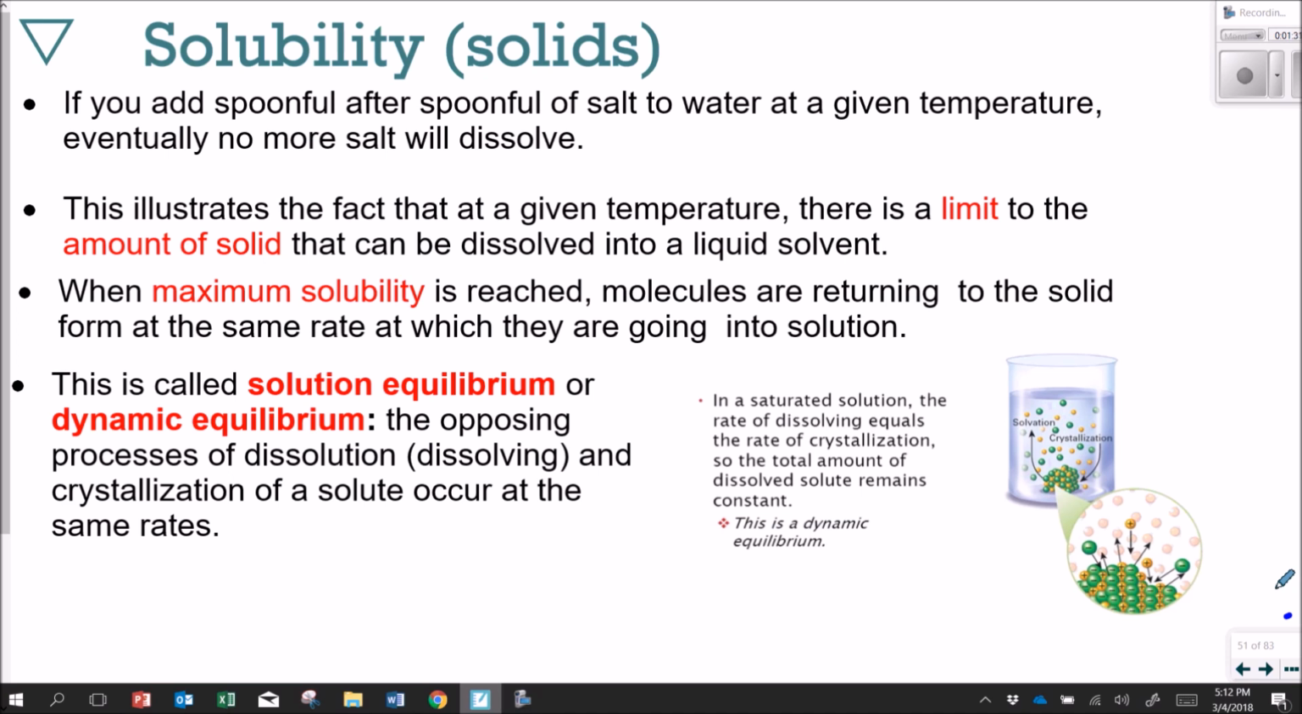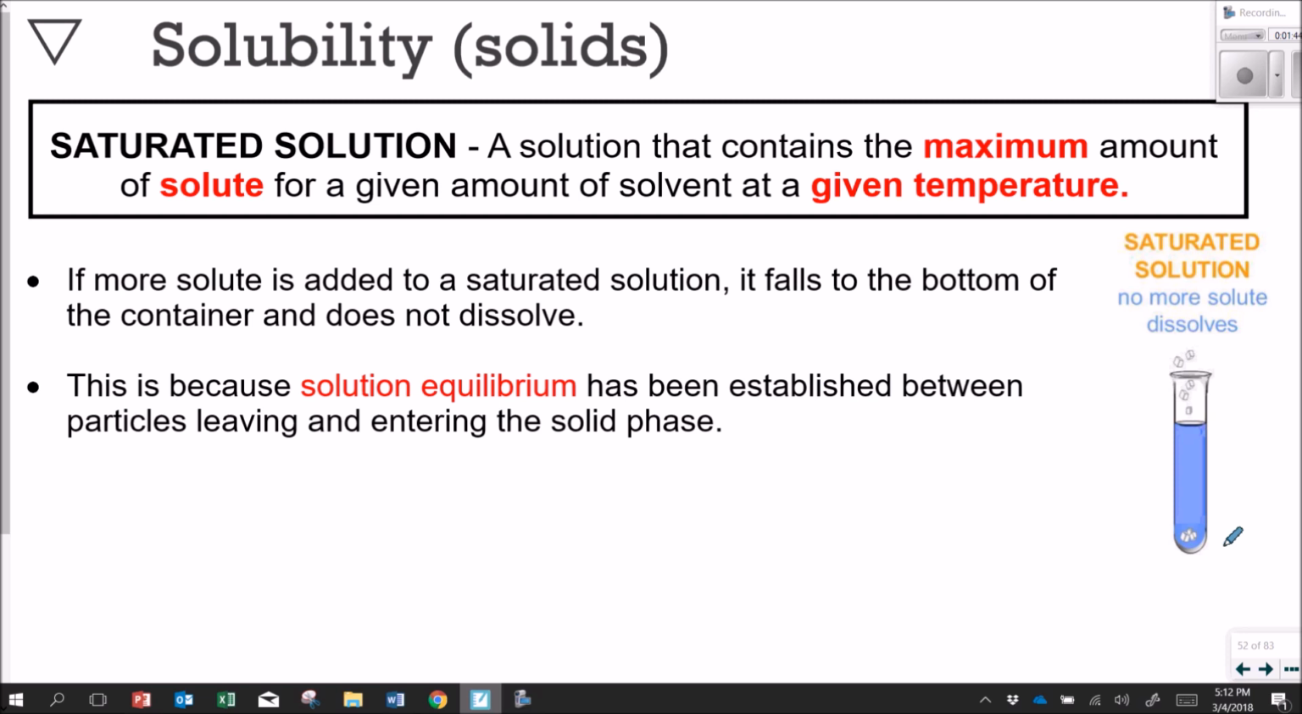The opposing processes of dissolution, which is dissolving, and crystallization of a solute occur at the same rate. A saturated solution is a solution that contains the maximum amount of solute for a given solvent at a given temperature. So the solubility of a solute is the amount of solute dissolved in a saturated solution. If more solute is added to a saturated solution, it falls to the bottom of the container and doesn't dissolve anymore. This is because solution equilibrium has been established at that point.